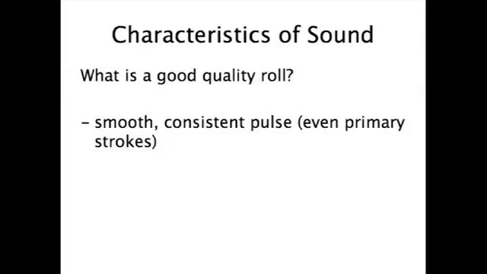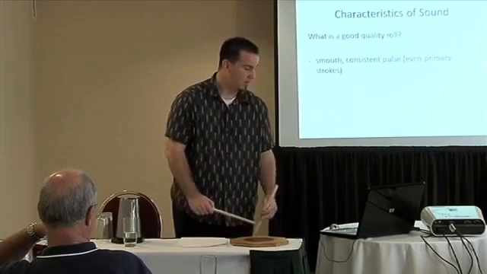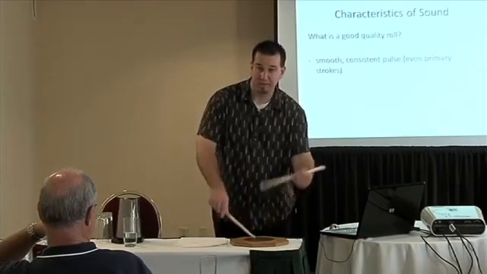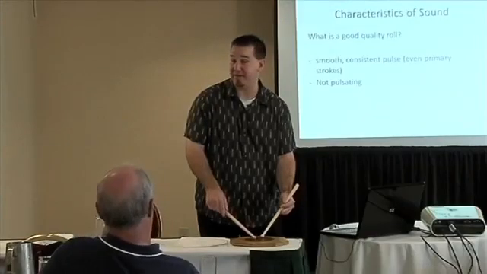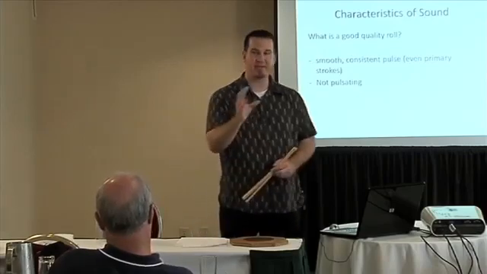Smooth, consistent pulse, even primary strokes. And the primary strokes are just the rhythm of the roll. Are you playing a triplet, like for a 7-stroke roll? Triplet 2. So smooth, consistent pulse. Nice and even, consistent. Not pulsating. You don't have one hand louder than the other, or you're not hearing every separate pulse.